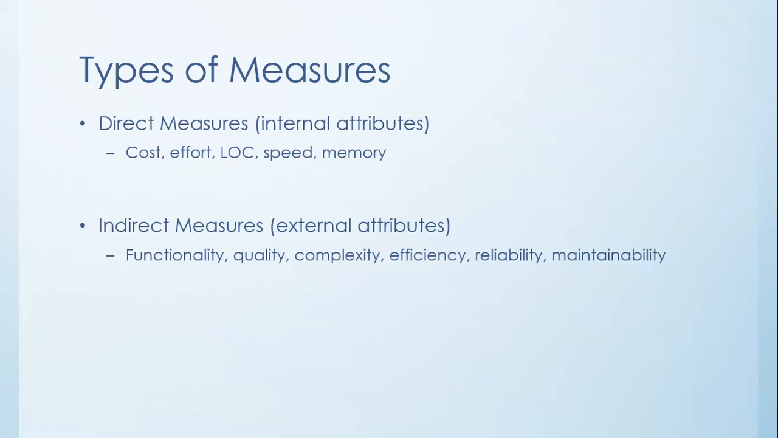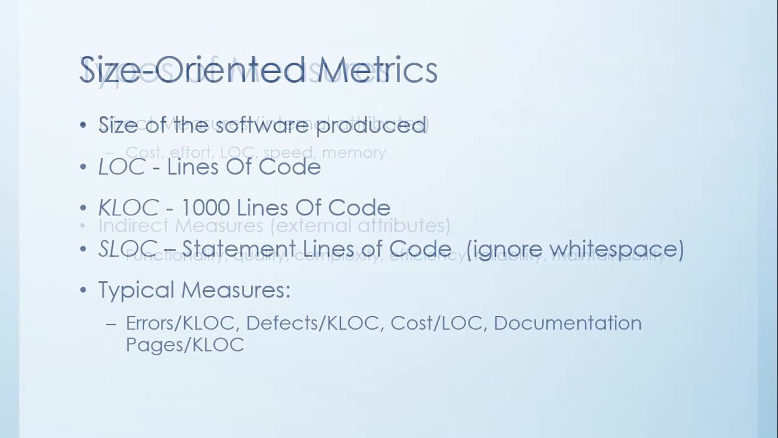So for example, for direct measures, you have things such as the cost of the product, the effort, the number of lines of code, the speed of the software, the memory that it actually takes up. For the indirect measures, you talk to things like the functionality, the quality, complexity, efficiency, reliability, and maintainability.